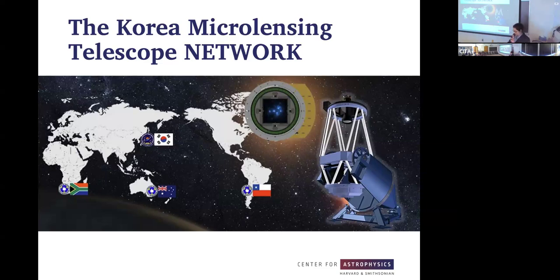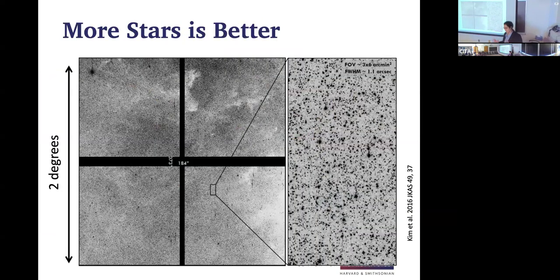In addition to having 3 sites, they also have a really big camera. The camera has 4 chips, and it works out to be about 2.2 degrees on a side, so almost 5 square degrees collecting area. And this inset here just shows a tiny section of one of the CCDs, showing just how many stars there are in this field.